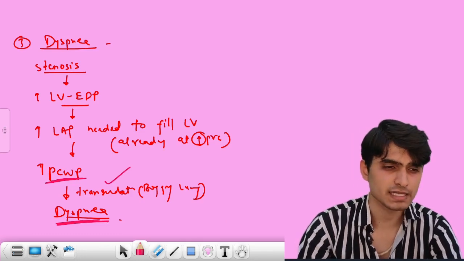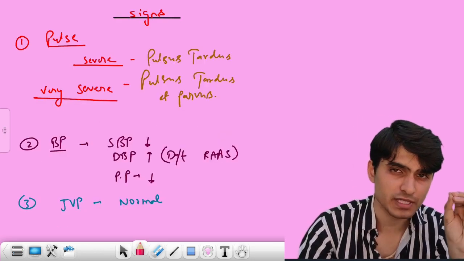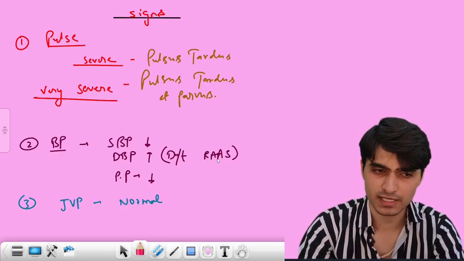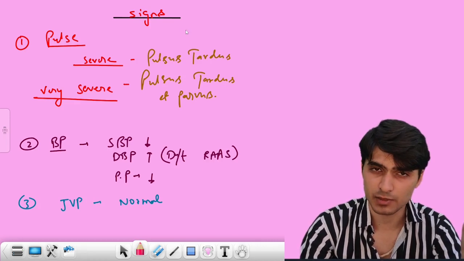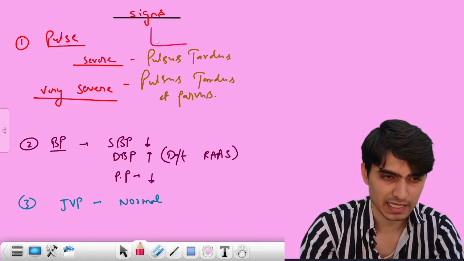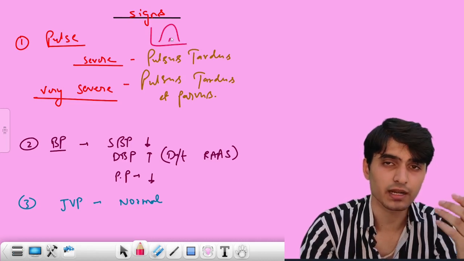So now we will go for the signs. Number one is the pulse. In the case of the severe stage of aortic stenosis, pulsus tardus is present. Okay, normally the pulse is like that. This is pulsus tardus. Okay, so the pulse is retarding.